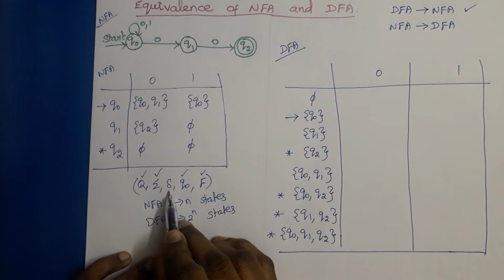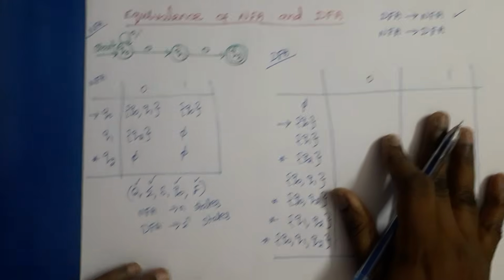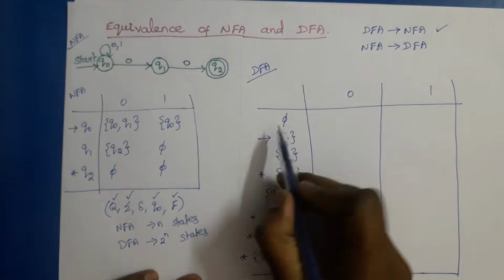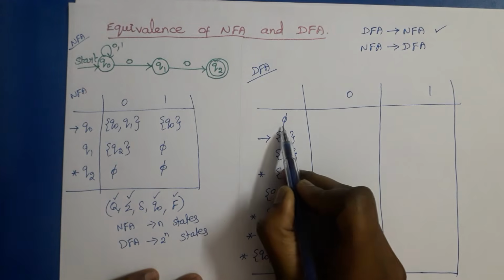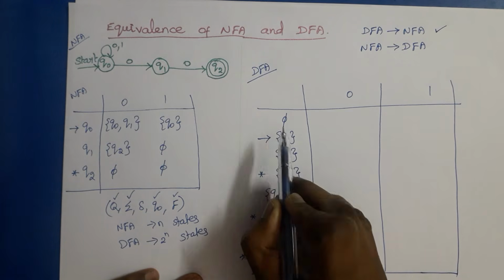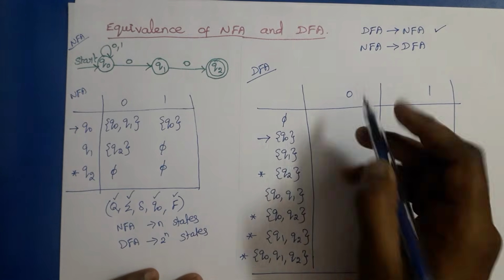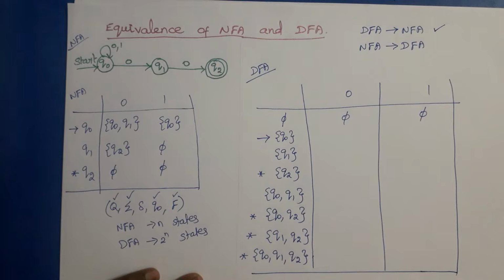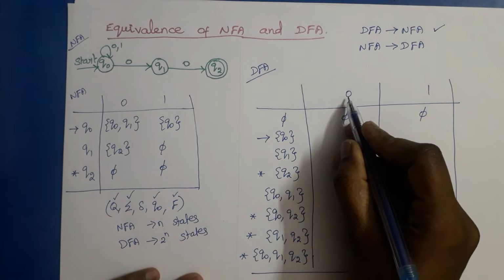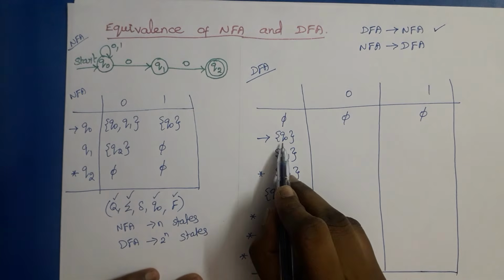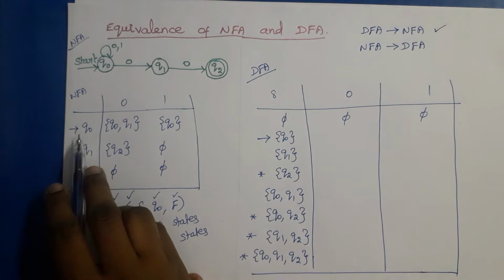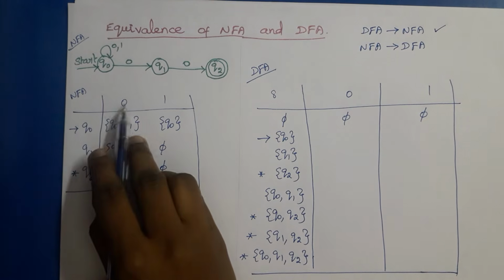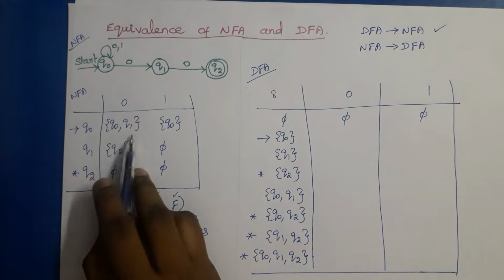So the last part is delta. We have to find the transitions for delta. For phi, we need to consider it as a dead state. From the dead state, 0 goes to dead and 1 is also going to dead. Then Q naught and 0. If you want to find delta, this is delta only. So delta of Q naught comma 0, we need to refer to the NFA table. So Q naught and 0 goes to Q naught comma Q1.